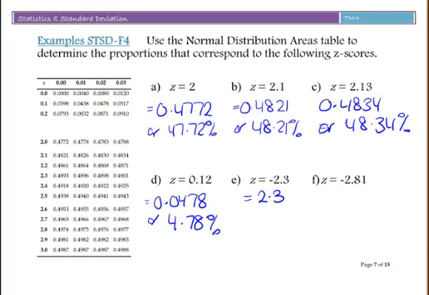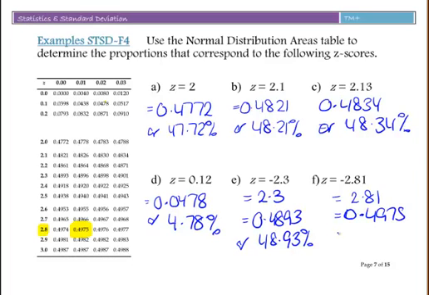So I go down to 2.3. I don't need to go across any more than just the 0 because there's no decimal places. So that's equivalent to, sorry, I should put the decimal first, 0.4893 or 48.93%. Last, negative 2.81, so that's going to be equivalent to 2.81. So I go down to 2.8, go across to the 1, so I get 0.4975 or 49.75%. Okay, so I hope that makes sense.